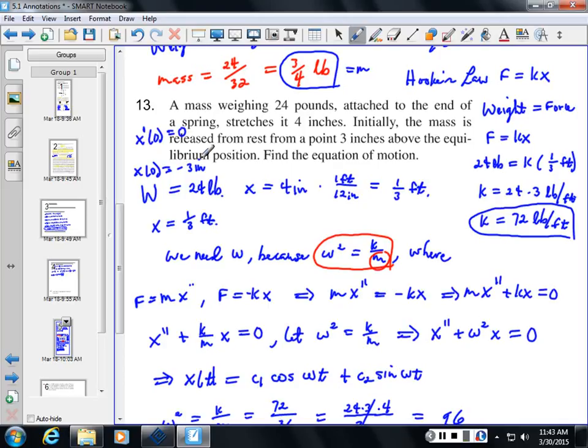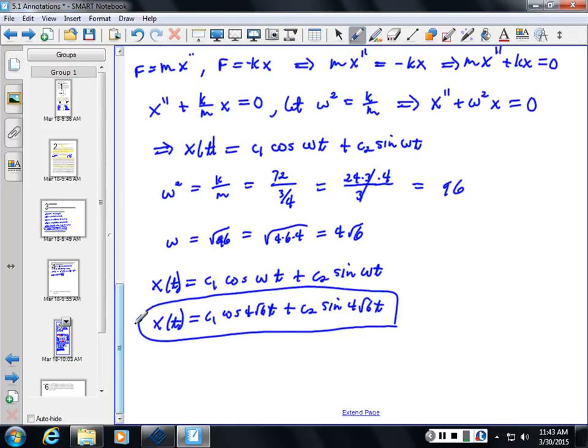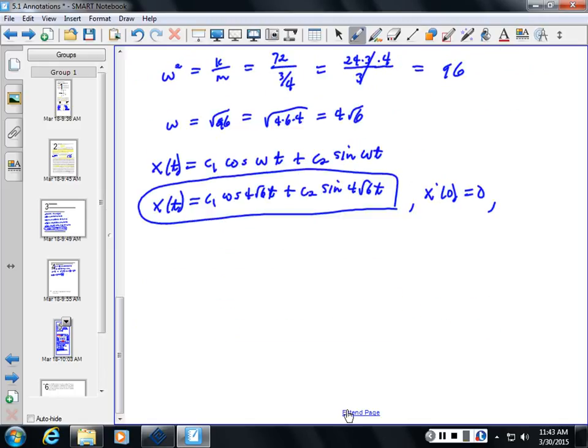Okay? So let's go back down to the formula and see how that works in. Let's just put that here. x prime of 0 is equal to 0, and x of 0 is negative 3 inches. Negative 3 inches translated into feet, that's going to be what, 1/4 of a foot? So this is negative 1/4, since the units there are in feet.